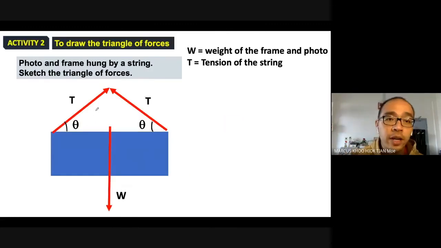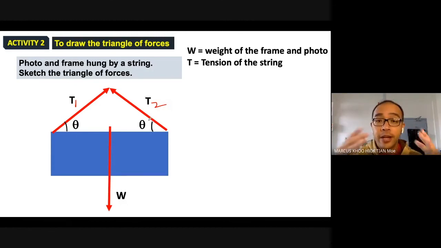All right, let's talk about this now. Same thing, this is sketching the triangle. Our work today is just the triangle of forces. So you have the weight downwards, and you have this tension. I'm going to call this T1 and this T2. They're the same length, just a different direction. The angle is theta. T1 equals T2 because they are hung by the same string. Everybody knows this, right? If this is a picture, then you hang it on a string, so you have the same tension.